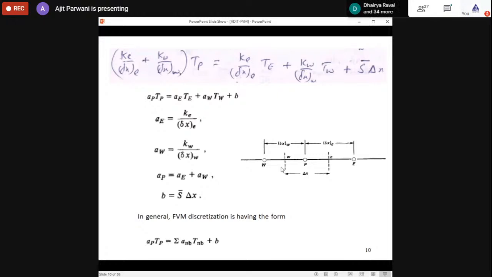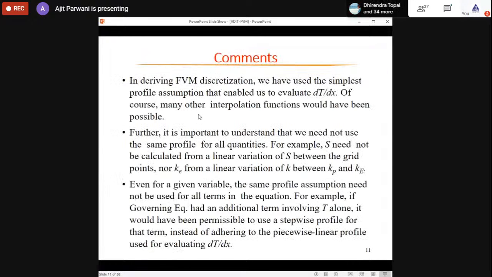So this is the method, this is the procedure. Now what are some comments on this procedure? The comments are that here we have used the simplest profile assumption, but you can use any interpolation function; that is also valid. The other important thing is that it is not necessary that you use the same profile for all quantities. What does it mean?